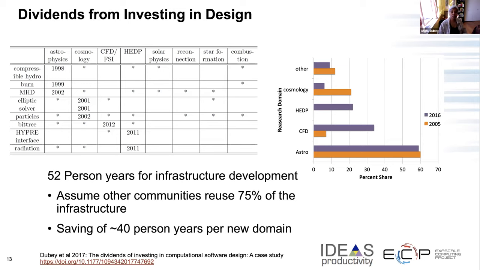So an analysis showed that even if the other communities reused only 75% of the infrastructure that was developed, and not even any of the capabilities as in these stars, they already had a saving of roughly 40% years per new domain. And when you add all of the physics capabilities that are reusable, the impact becomes even stronger. And this graph on the right shows the penetration of the code in other communities. As you can see, the first part shows the share in 2005, and the second, the purple here, shows the share in 2015, which is when we collected this data. And as you can see, the code has just been growing in several other communities as a result of the investment for hydrodynamics, astrophysics.